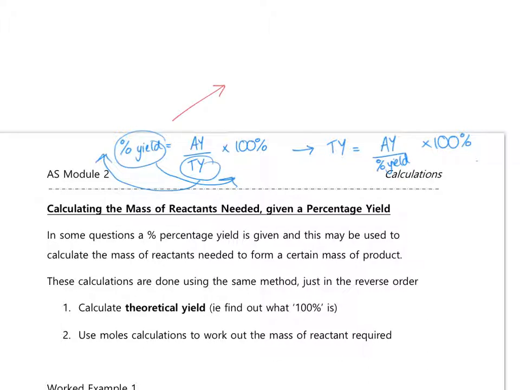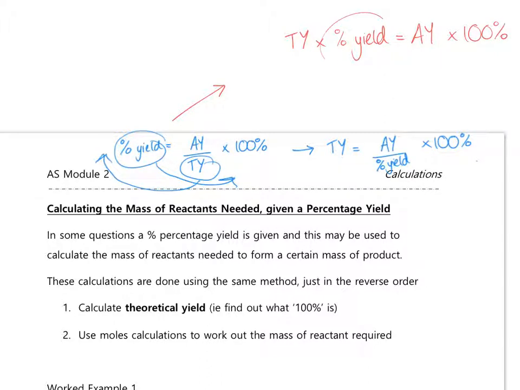So we're rearranging this equation. We're bringing theoretical yield over to the left-hand side first of all. So that will be theoretical yield times by percentage yield. So theoretical yield is divided by on the right-hand side, so it's going to be multiplied on the left-hand side when we bring it over. It's actual yield times by 100%.